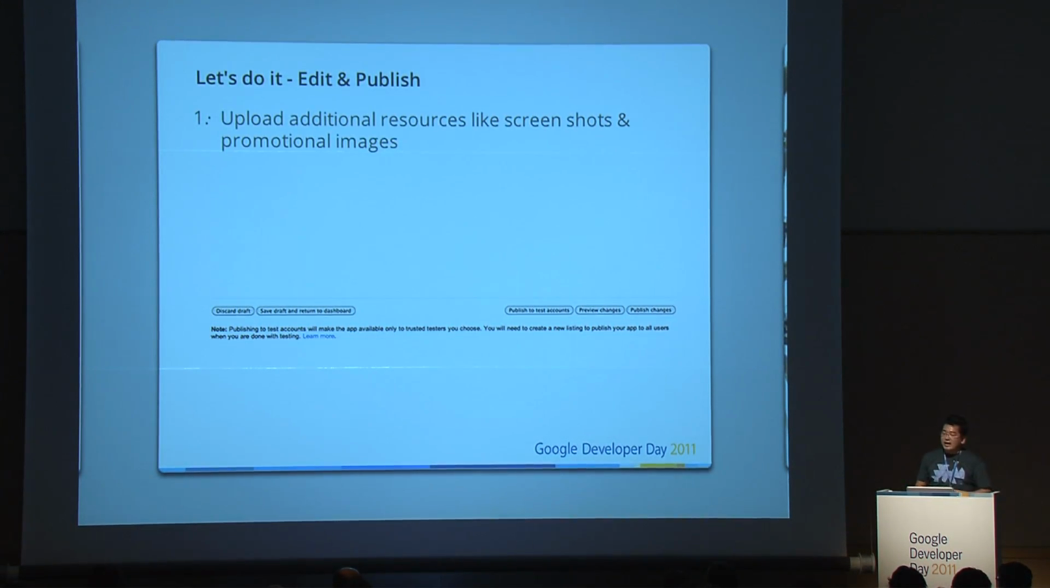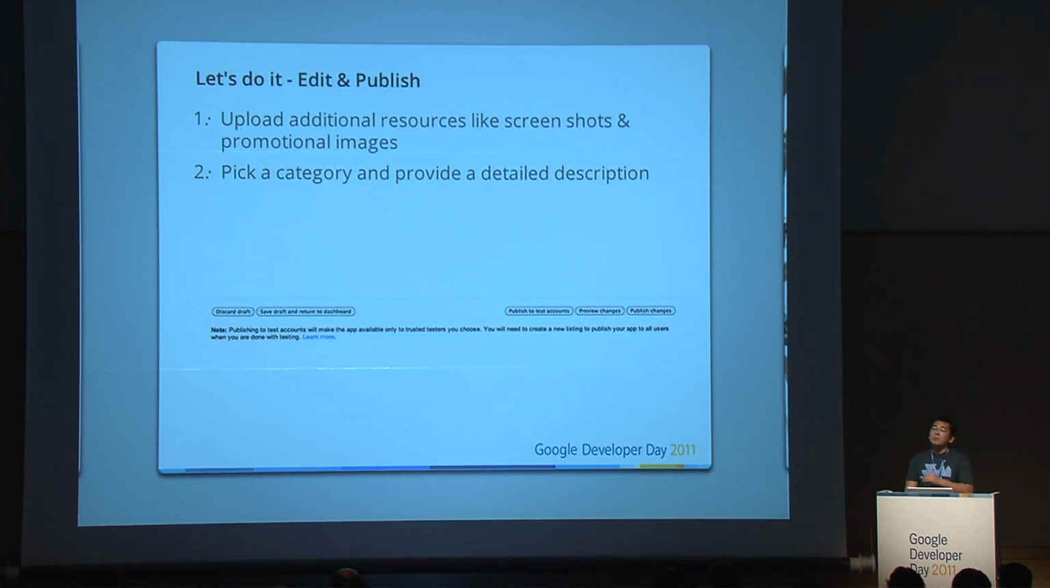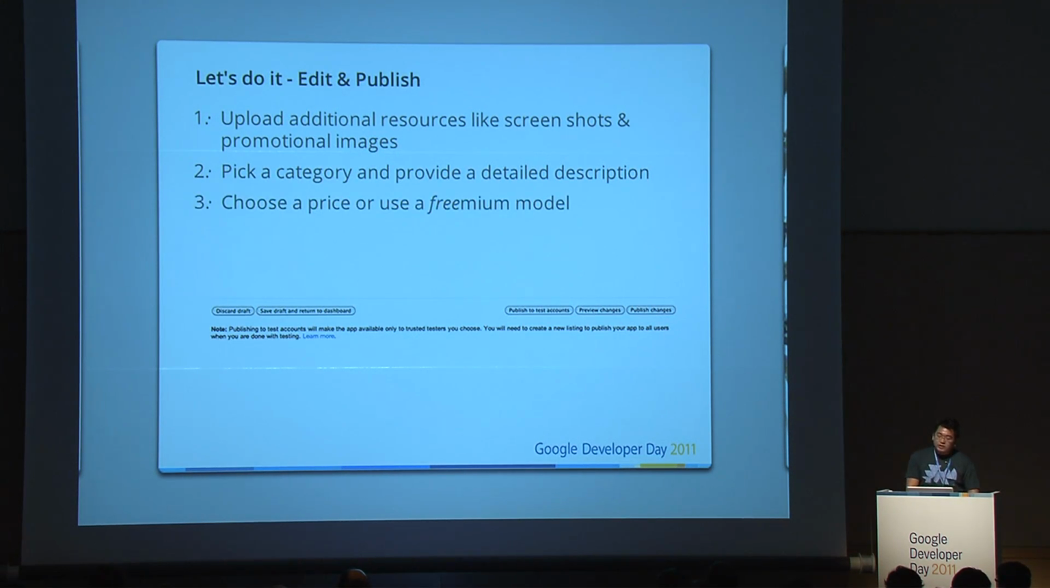So first, you can add and define the additional screenshots and promotional images. Then after that, you can pick a category for your application to publish under. So if your application is, say, an educational one, or a travel, or if it's a game, you can define the category so it can be more easily found, or to improve its findability. Also, you need to define a detailed description and choose a price point or use a freemium model.